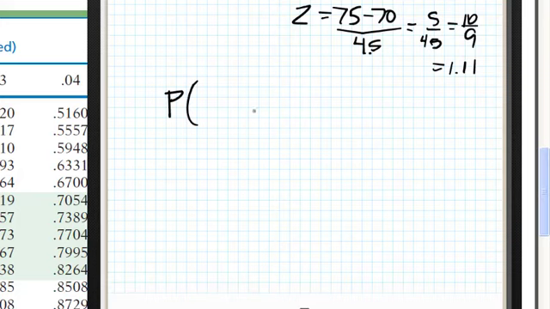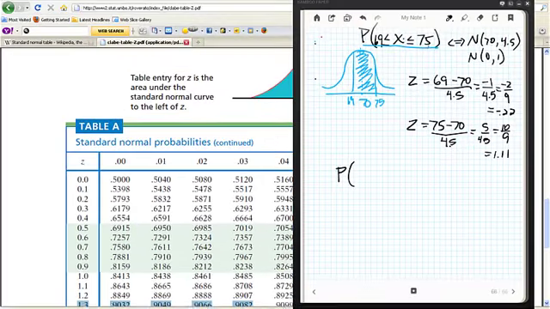I'm looking for the probability that a randomly chosen adult male is between 69 and 75 inches tall, and I've turned it into the probability that Z is between negative 0.22 and positive 1.11. Okay? Now, take a deep breath. I will pause for a moment. Try it on your own and see what happens.